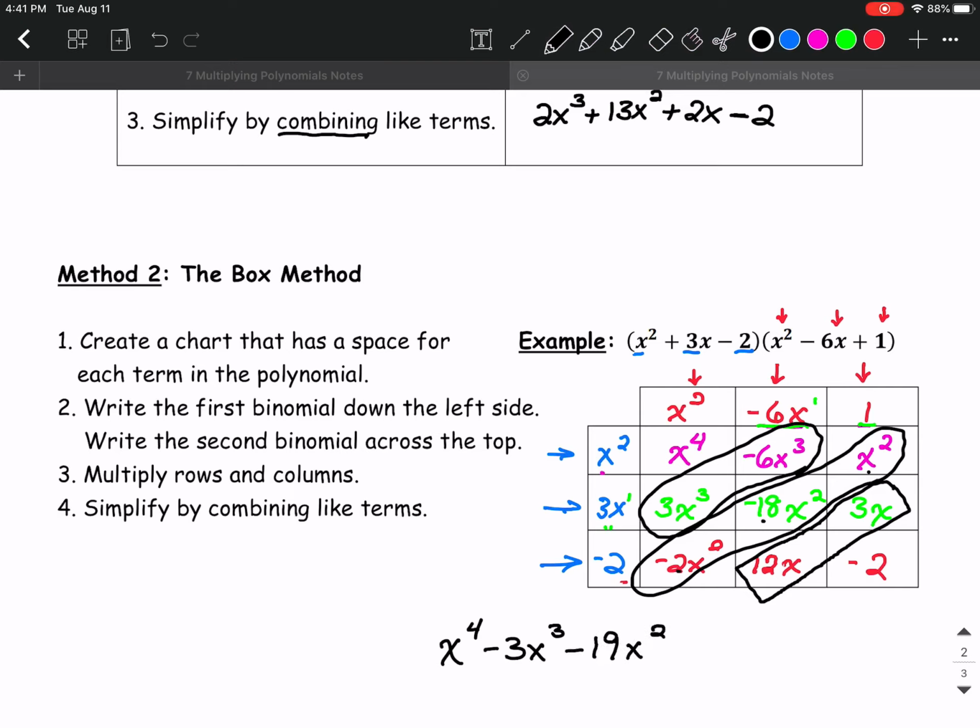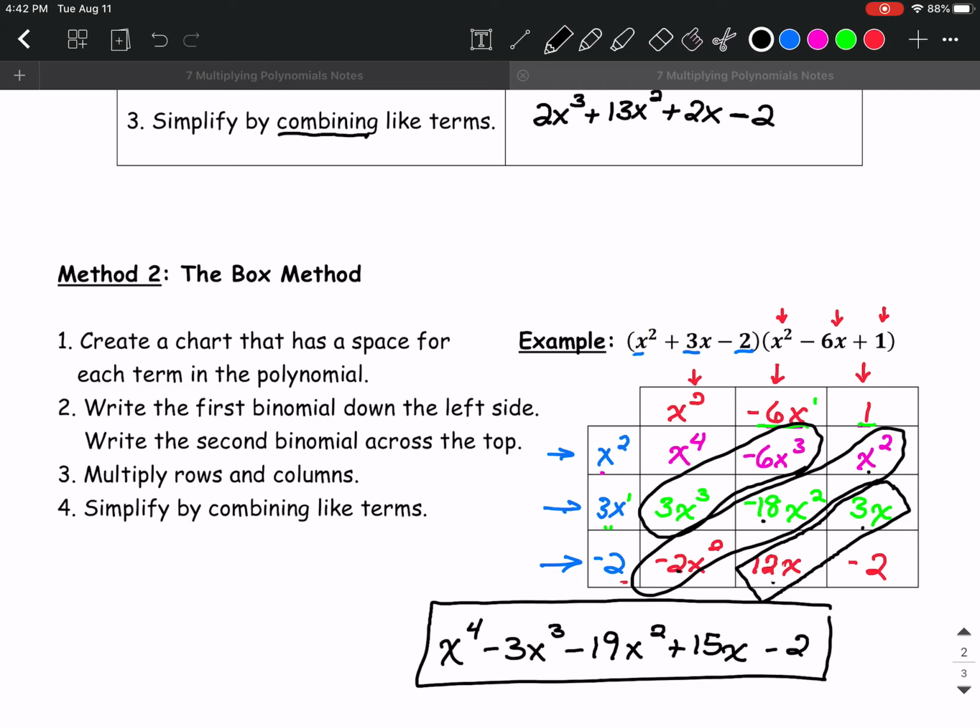And then we look at the x's. We have 12 and 3. Add those up. That's 15x. And then we have our constant hanging out all by himself, minus 2. And that's it, guys. That's how you multiply polynomials.